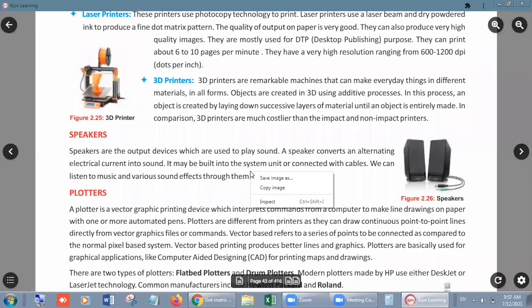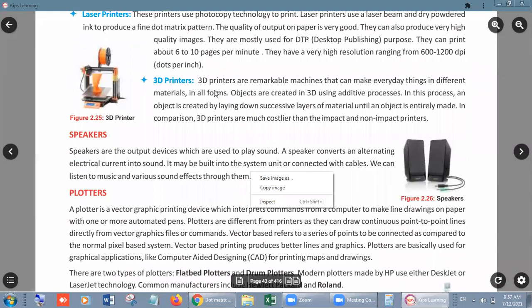Okay, so 3D printers. What are the uses of 3D printers? 3D printers are remarkable machines that can make everyday things in different materials in all forms. Objects are created in 3D using additive processes.